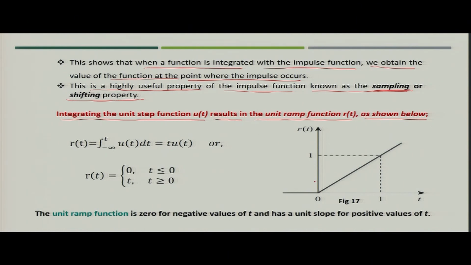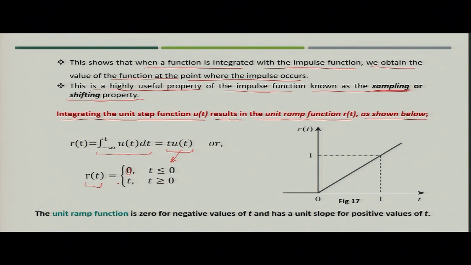Now, you can define the unit ramp function as the integral from minus infinity to t of u of t dt. You can simply say it is t times u of t. Why? Because u of t is 0 for time less than 0 and 1 for time greater than 0. So the unit ramp function will be 0 at time t less than or equal to 0, and equal to the value t when time t is greater than or equal to 0.